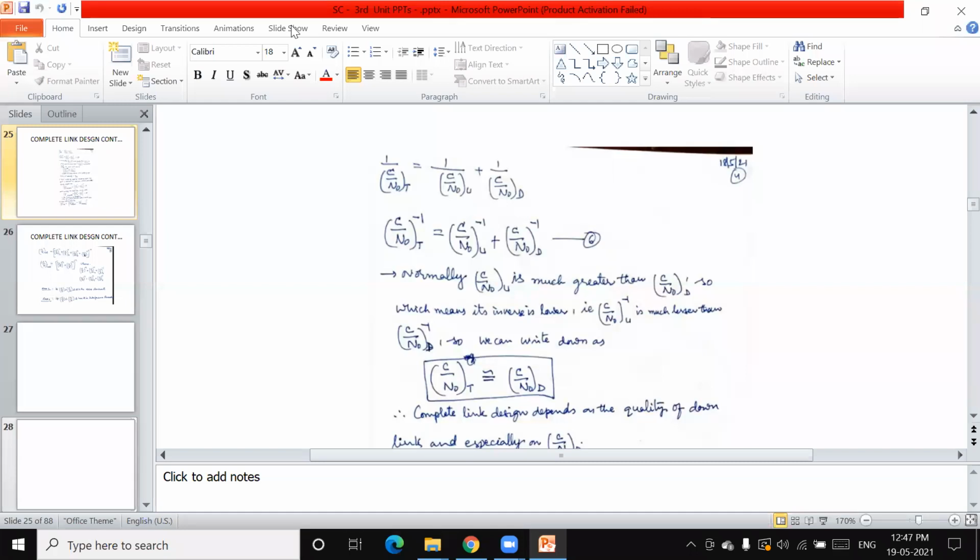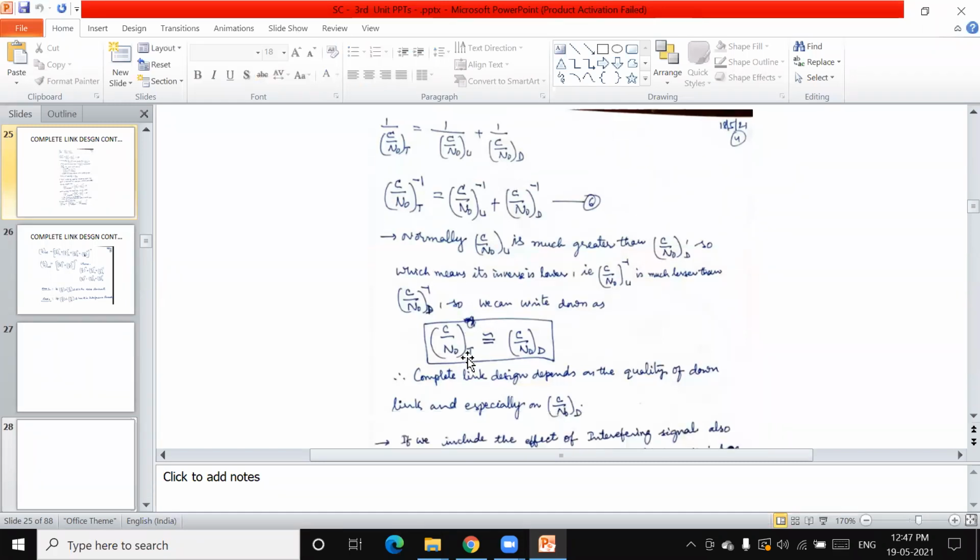So now you can write down this C by N naught T. Now this term is negligible, because C by N naught U is very much greater than this C by N naught D. Therefore, the inverse of this becomes very small. We can neglect this one.